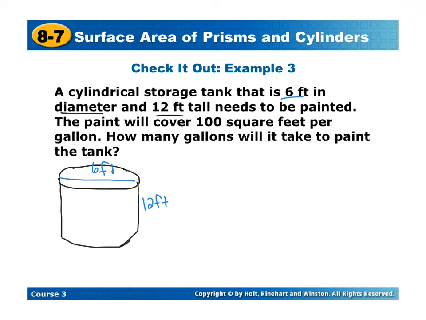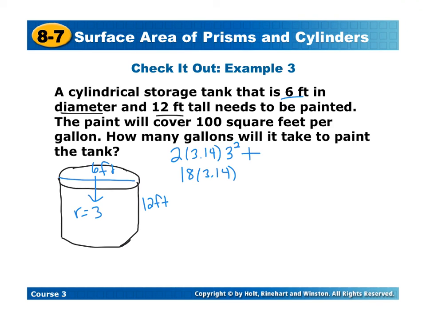So if I'm finding the surface area, I'm going to do 2 times 3.14 times our radius. So if our diameter is 6, remember our radius is half of that, or 3. So this will be 3 squared. So here, if I break this down, 3 squared is 9. 9 times 2 is 18. So I'm going to end up with 18 times 3.14 plus our lateral surface area.